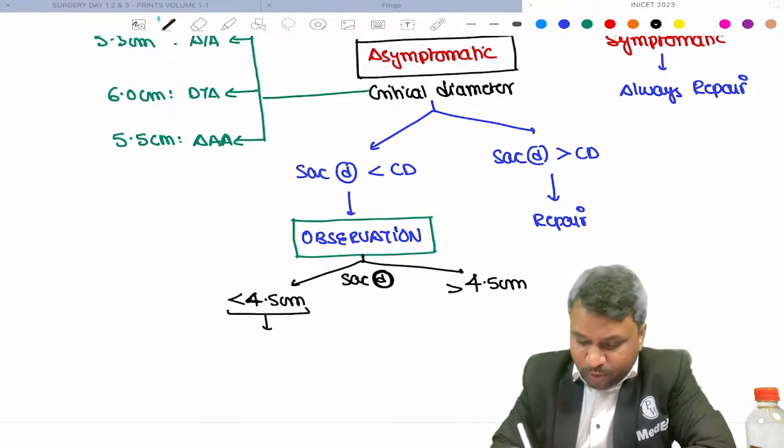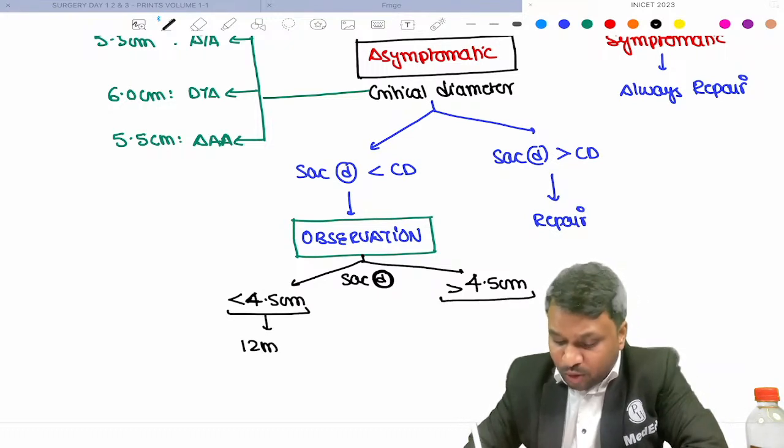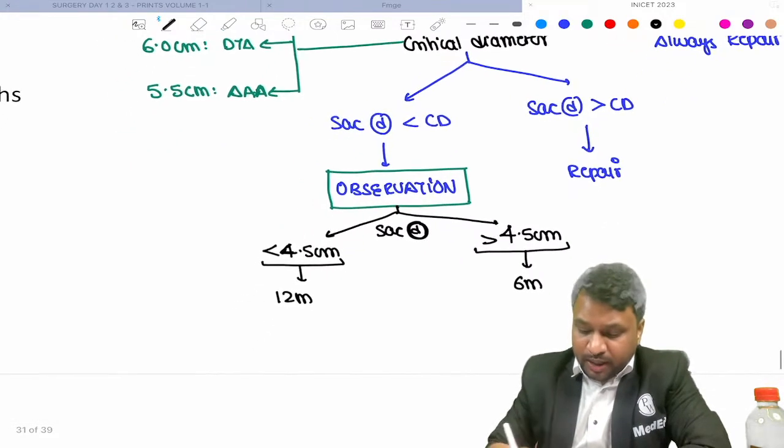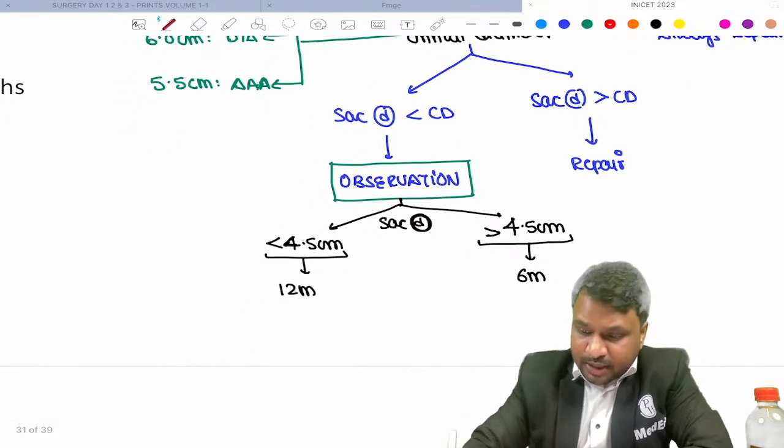If it is less than 4.5, then we'll ask the patient for 12 monthly follow-up. If it is more than 4.5 but less than 5.5, then I'll ask for 6 monthly follow-up. Right? Now, in the follow-up, we will see something called critical increase.